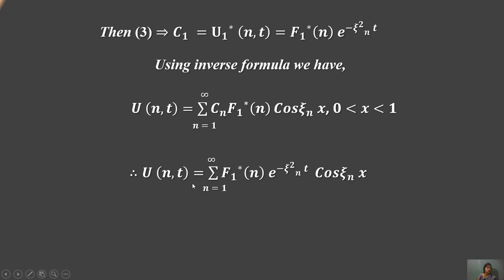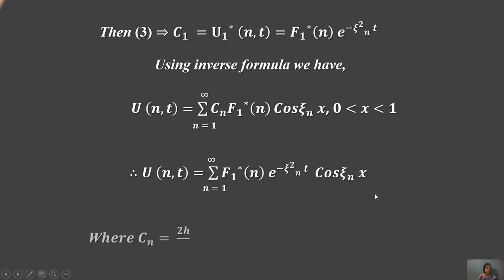This value of c1 will be used in all of this equation. That is, f1* generated into the value of this equation, e to the power minus xi square n t. Okay, this value is the c1 value. This is your solution of this equation, or the formula given in this form.